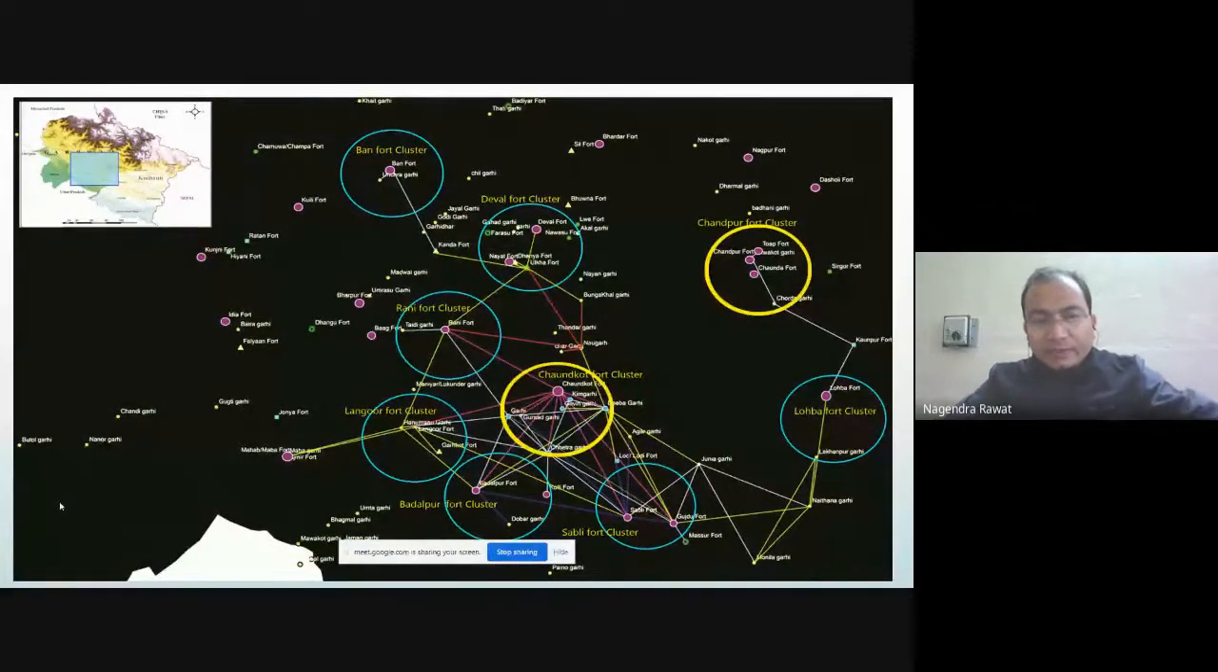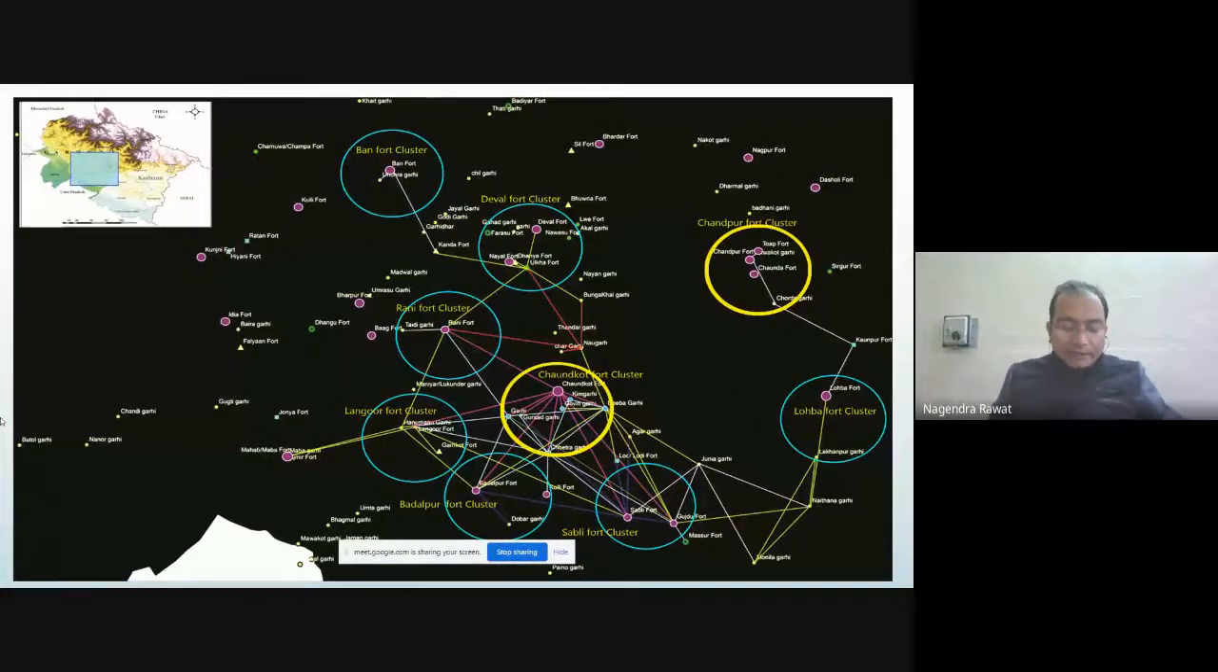Okay, in the first in situ image, you can see that this is my study area, and all the dots you are seeing on your screen are the locations of the medieval sites. You can see some of them are big forts, but some are small fortresses.